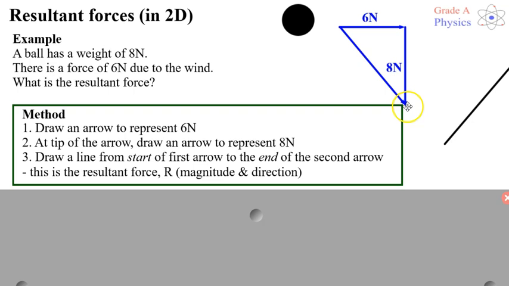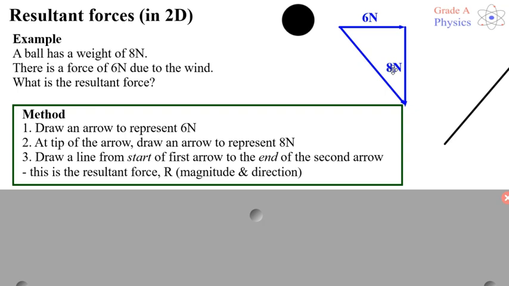6 plus 8 takes us to this point. Another way of getting from here to here, the more direct route, is the resultant. That's the hypotenuse of a right-angled triangle. And then we can use Pythagoras and trigonometry as we have done previously.